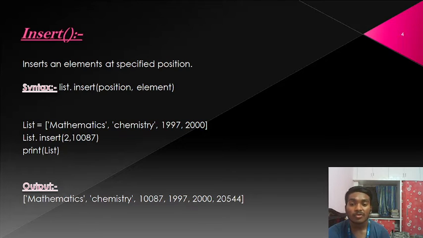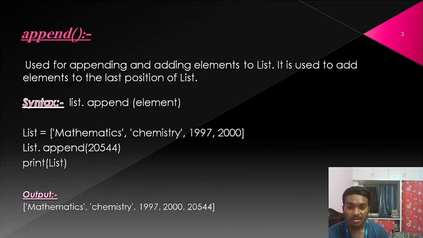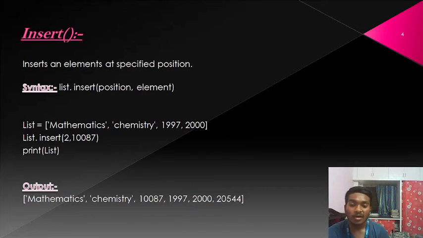Now we are going to add the element to a particular position or particular index. Now we are using the same list: mathematics, chemistry, 1997, 2000. list.insert(2, 10087). Now we are going to add 10,087 at position 2, that is index 2. Print list. Output: mathematics, chemistry, 10087, 1997, 2000 and 20544. Now it is added to the list. It is added at the second index position. Index, as you know, starts from 0.